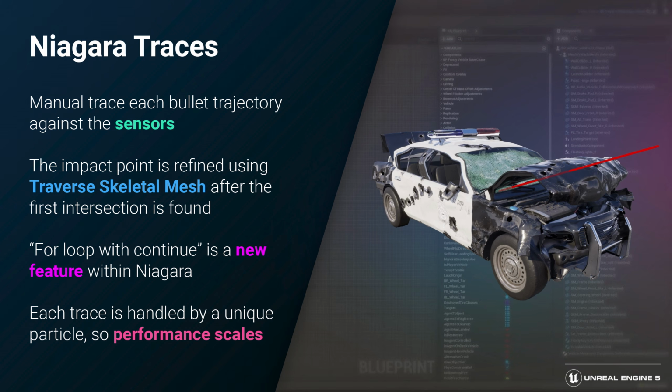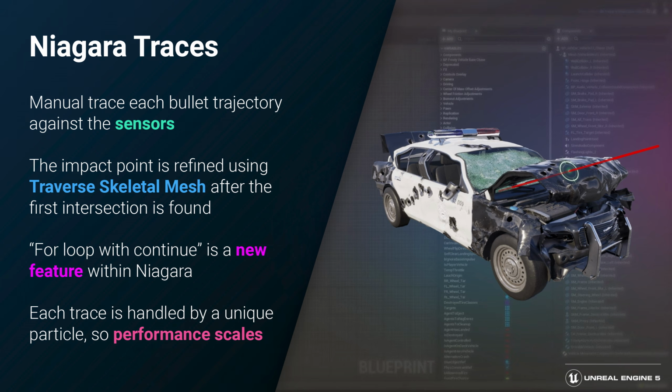Once within Niagara, an emitter finds intersections between the incoming bullet trajectories and each of the particle sensors. The first sensor in the bullet's path is used. This provides us with a very coarse intersection location in that only the particle sensor's pivot point is returned. We can then refine our results using the Traverse Skeletal Mesh module. By walking towards the incoming bullet trajectory, we're able to find a far more accurate point of intersection.